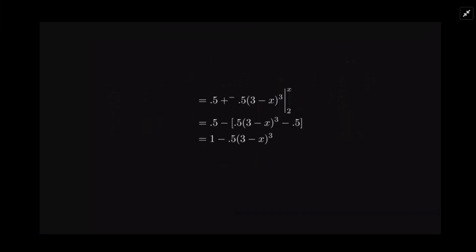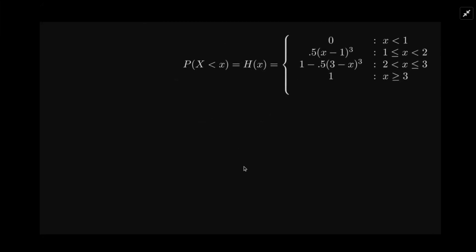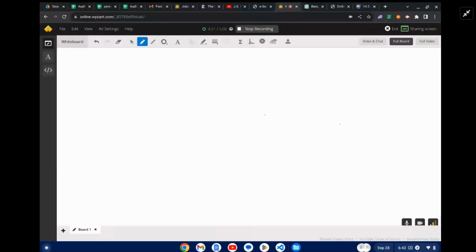We put it all together, and you get your CDF. It looks like this. The probability that X is less than a particular x is here. Let me just pause it. Oh, I lost it. You can pause it there and think on your own. I hope that was helpful.